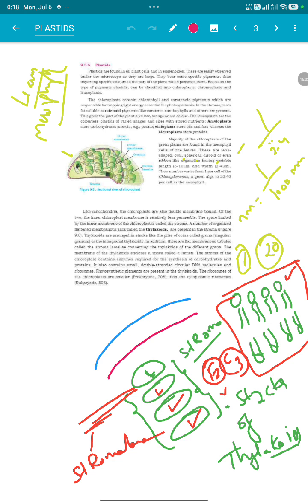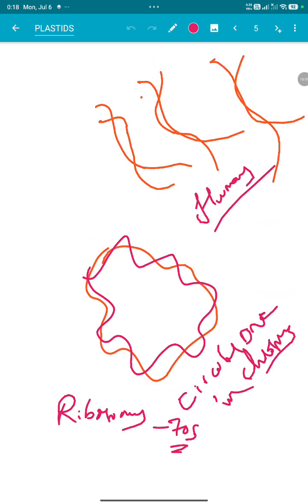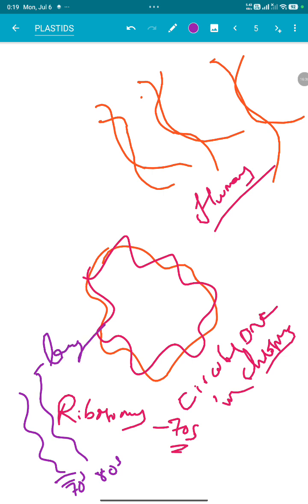Photosynthetic pigments are present in thylakoids. The ribosomes of chloroplasts are prokaryotic. Ribosomes are made of a single strand of nucleotide sequence. That's it. 70S versus 80S: if it is 80S, it will be larger in density. So it is called 70S, and it is called 80S. Cytoplasmic ribosomes are 80S.